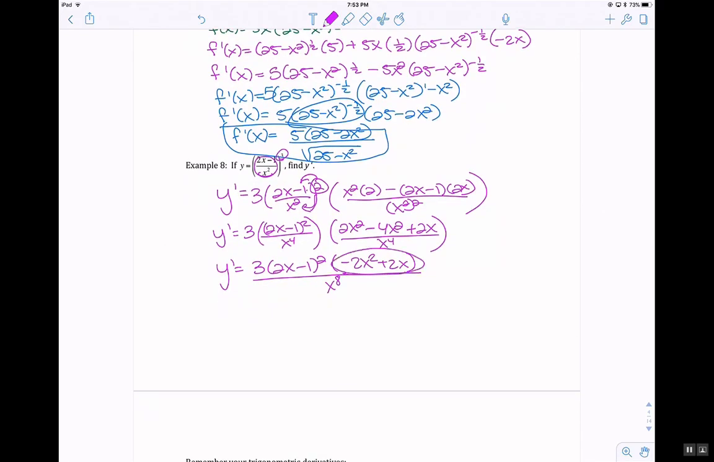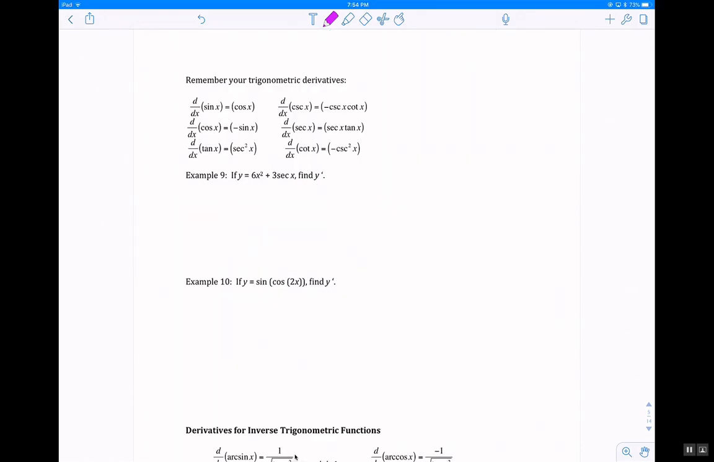I have a common 2 in my second set of parentheses, so y prime is equal to, and I can factor out a negative 2x or a positive 2x. So I'll factor out a negative 2x, so negative 6x, (2x minus 1) the quantity squared, (x minus 1), all over x to the 8th power. So remember your trig function derivatives. The derivative of sine is cosine, derivative of cosine is negative sine, derivative of tangent is secant squared, derivative of cosecant is negative cosecant cotangent, derivative of secant is secant tangent, and derivative of cotangent is negative cosecant squared.